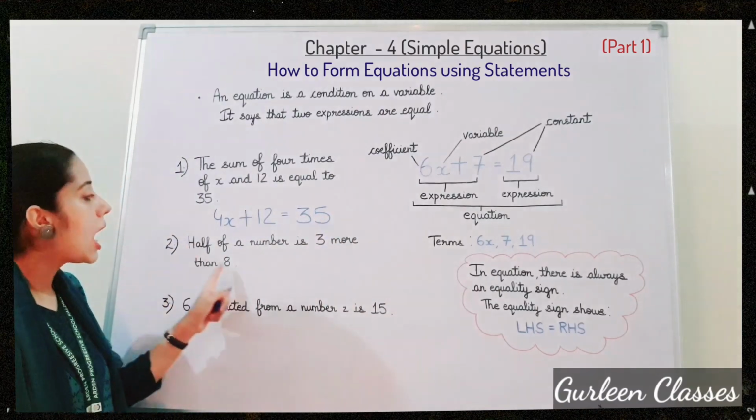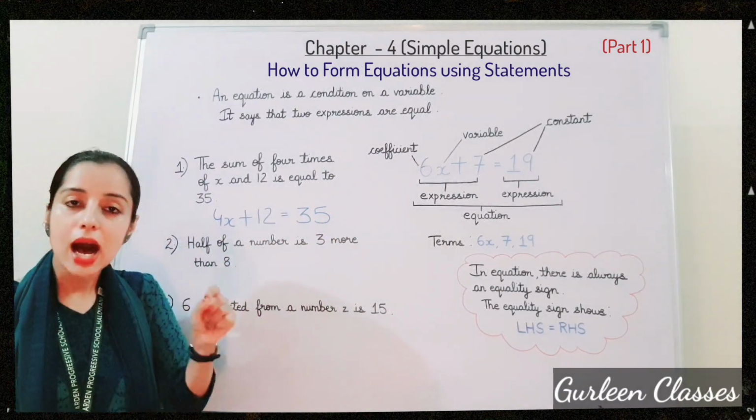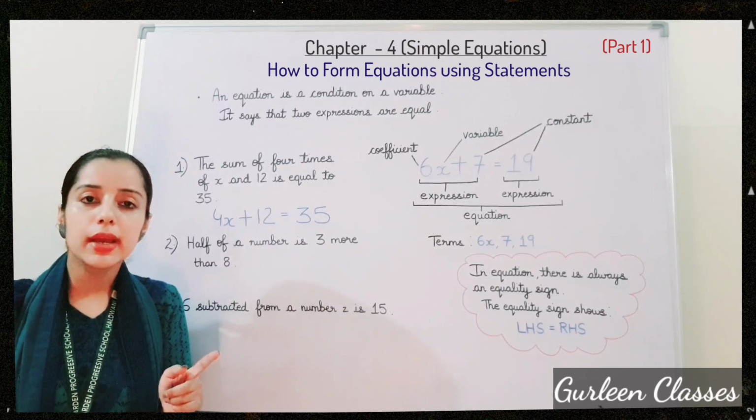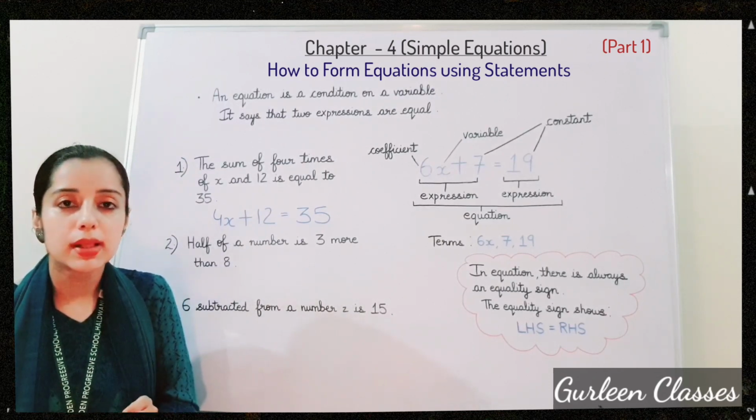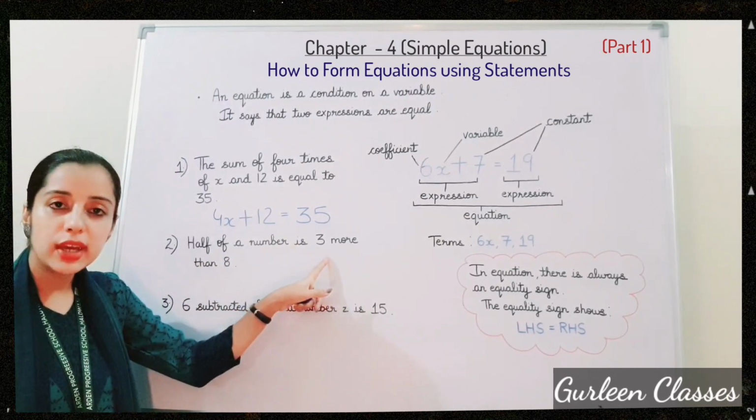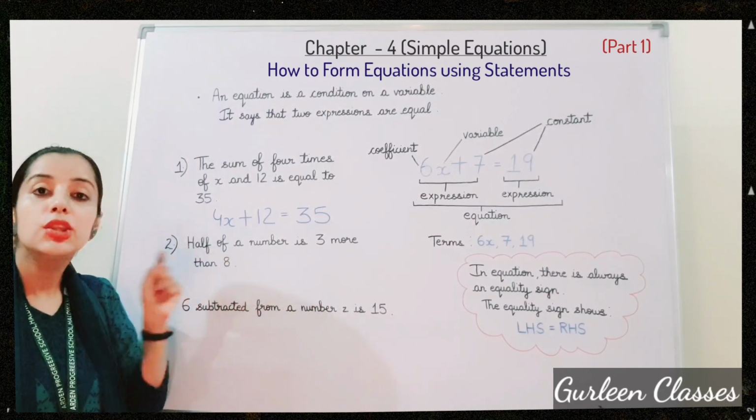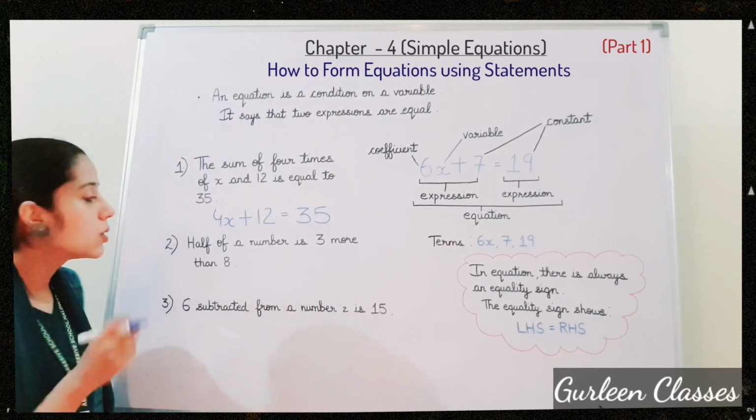Second part, half of a number is 3. Half of a number, let the number here be x. So x is a variable. Half of a number is 3 more than 8. 3 more than 8. So what will you do?